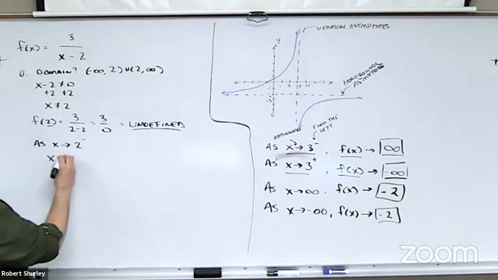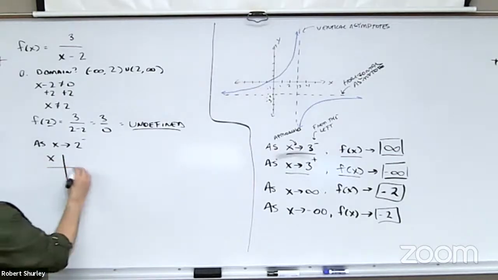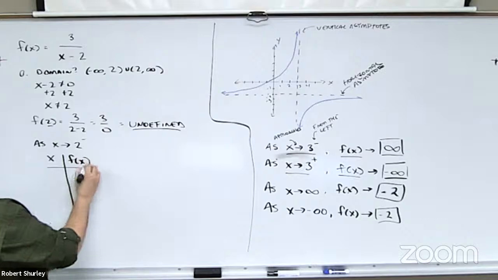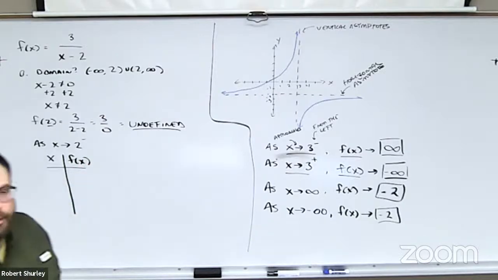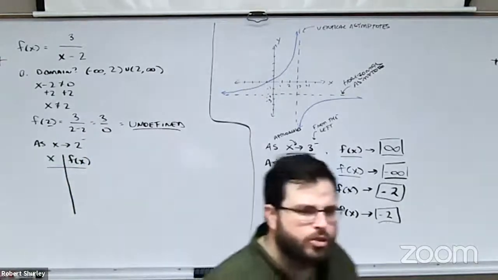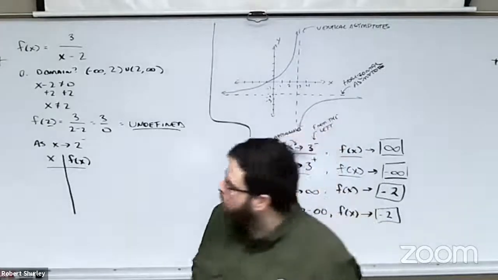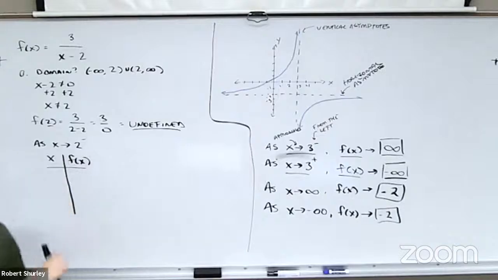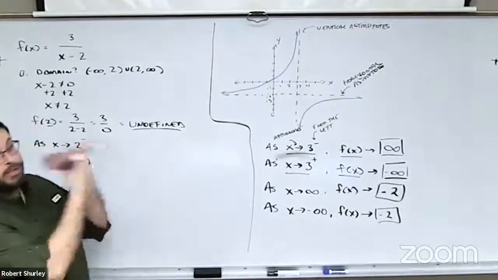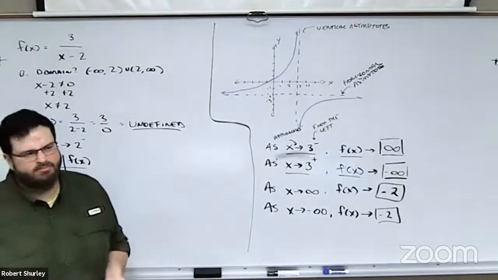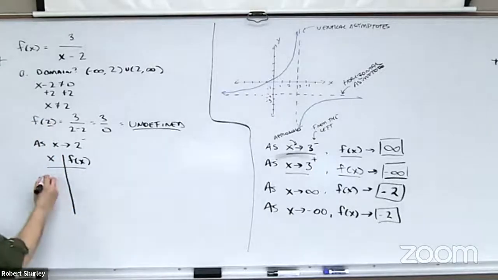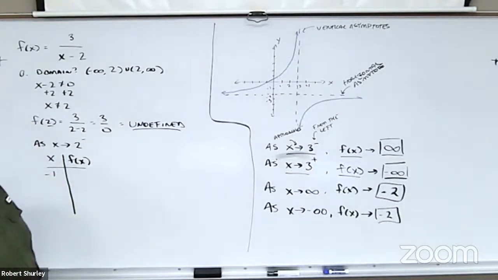And so what I'm going to do is I'm going to make a table. Okay, I'm going to make a table, and I'm going to get closer and closer to 2 before I get an idea of what's going on there. Okay, so let's start with a number that's kind of close to 2 on the left. So I'm going to start with like -1. Why not? I'm going to do -1, and then I'm going to do 0, 1, right? See how these are approaching 2?